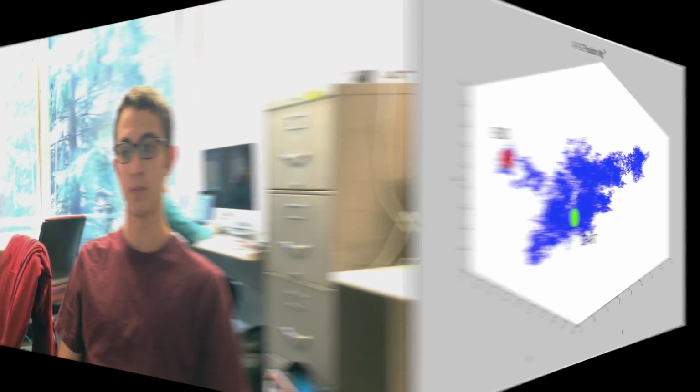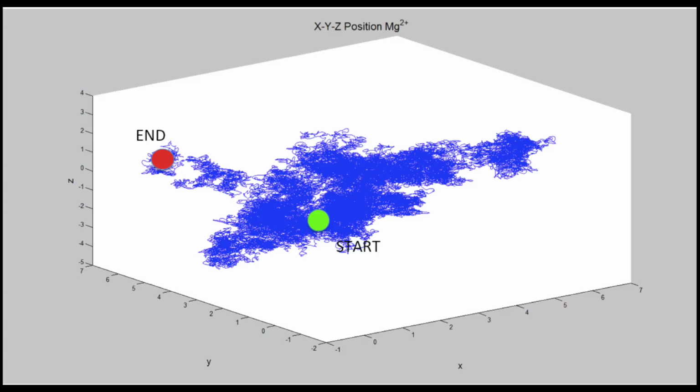From the position data output, I can map the spatial movement of the magnesium ion throughout the simulation. Here is a plot of the spatial coordinates of the magnesium ion. The ion starts at the green point, follows the blue path for 1 nanosecond, and ends up at the red point. This data can be used to calculate the diffusion coefficient, a measure of how quickly a particle moves through a solution. The value of the diffusion coefficient, when compared with values of diffusion coefficients of lithium, will indicate whether the electrolyte is suitable.